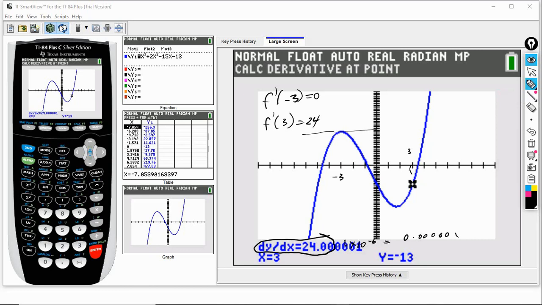So then if you look at the graph, this would be the y coordinate right here. So 3 comma whatever that y is, 3 comma negative 13. At that point, you have a derivative that equals 24, like we found before. And what that means is that if you draw a tangent to that point, the slope of that line is very steep, as you can see, and it is equal to 24.